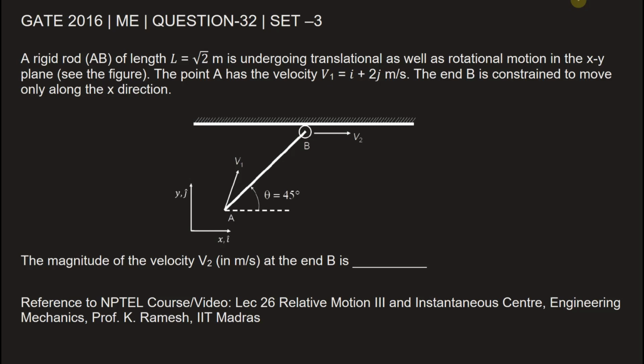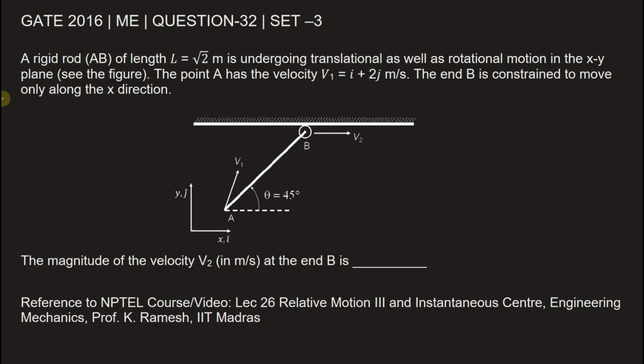This question is from GATE 2016 Mechanical Engineering paper set 3, question number 32. A rigid rod AB of length L equal to √2 meter is undergoing translational as well as rotational motion in the XY plane. See the figure. The point A has velocity v1 equal to i plus 2j meter per second. The end B is constrained to move only along the x direction. Magnitude of velocity v2 in meter per second at the end B is dash.